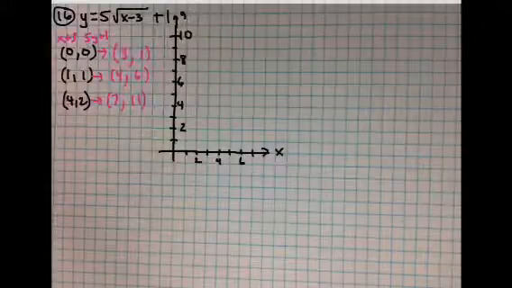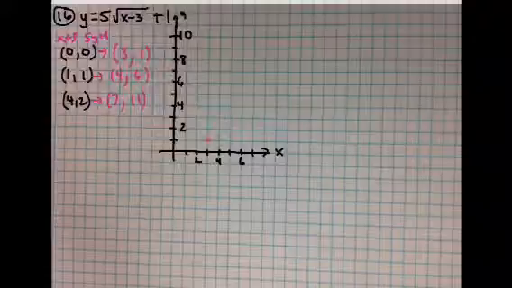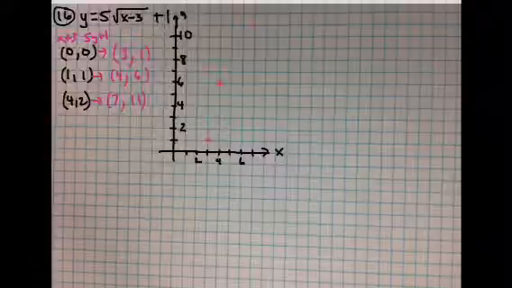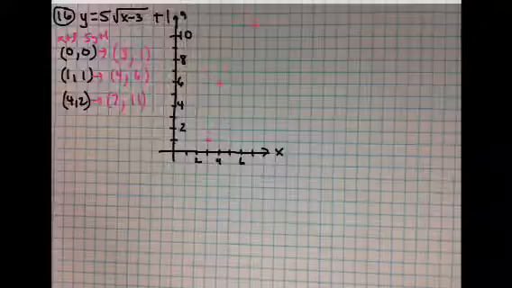Alright, so 3, 1, 4, 6. And see, you could see how far apart they are because it's a vertical stretch by a factor of 5. And 7, 11 up here somewhere. So 3, 1 is the dot. 7, 11 continues with an arrow. Okay, so here's the graph.